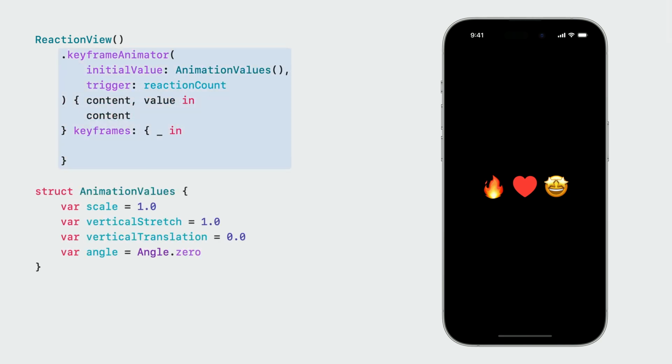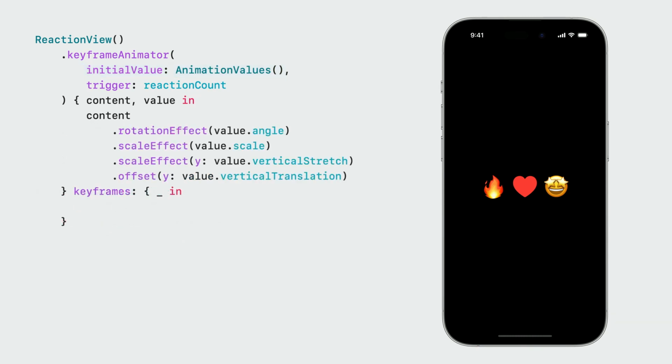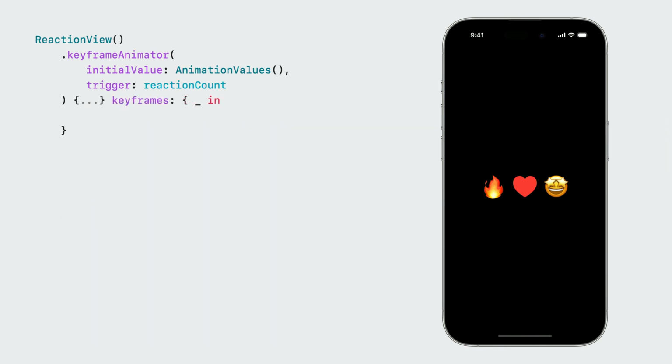Next, we add the keyframe animator modifier. This modifier is similar to the phase animator that we used earlier, but it accepts keyframes. Notice that we provide an instance of our struct to use as the initial value. The keyframes that we define will apply animations onto this value. Next, we'll apply modifiers to our view for each of the properties on the struct. And finally, we'll start defining keyframes.